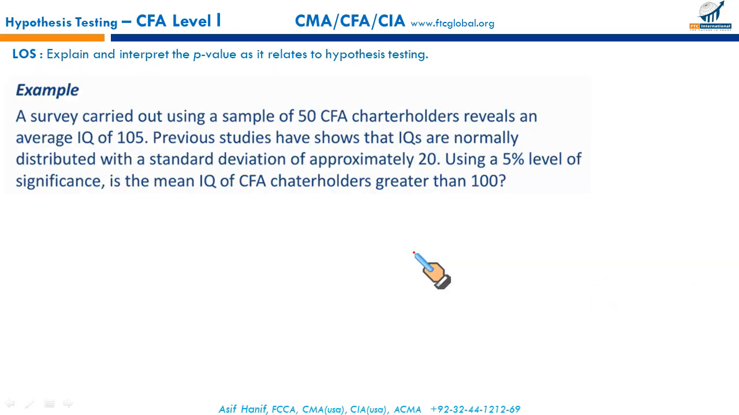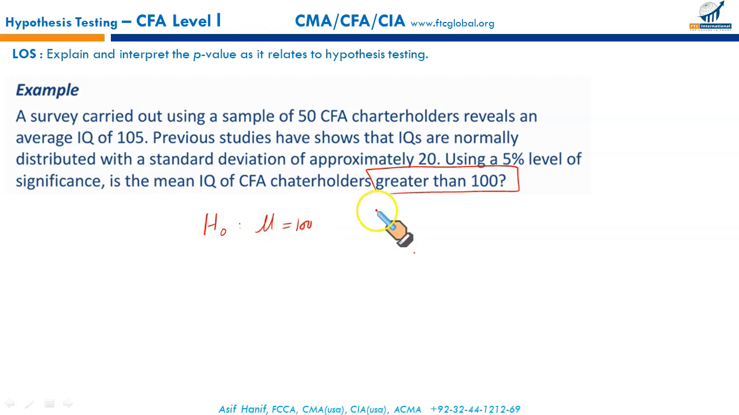So let us do a question to enhance our understanding. A survey carried out using a sample of 50 CFA charter holders reveals an average IQ of 105. Previous studies have shown that IQs are normally distributed with a standard deviation of approximately 20. Using a 5% level of significance, is the mean IQ of CFA charter holder greater than 100? Now first let us set up the null hypothesis. The mean is equal to 100.